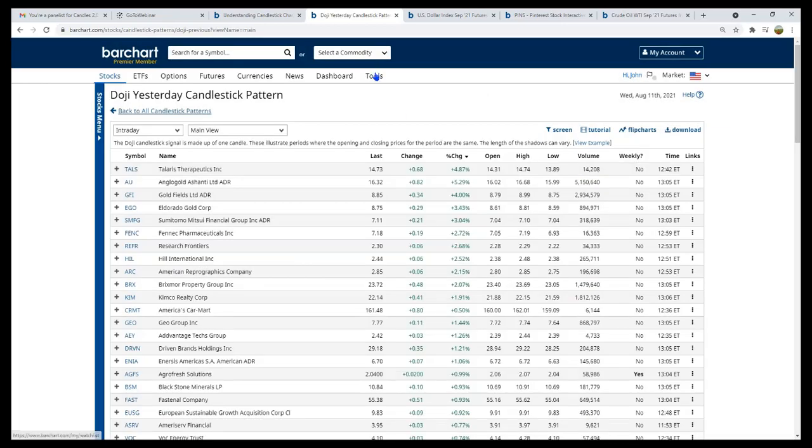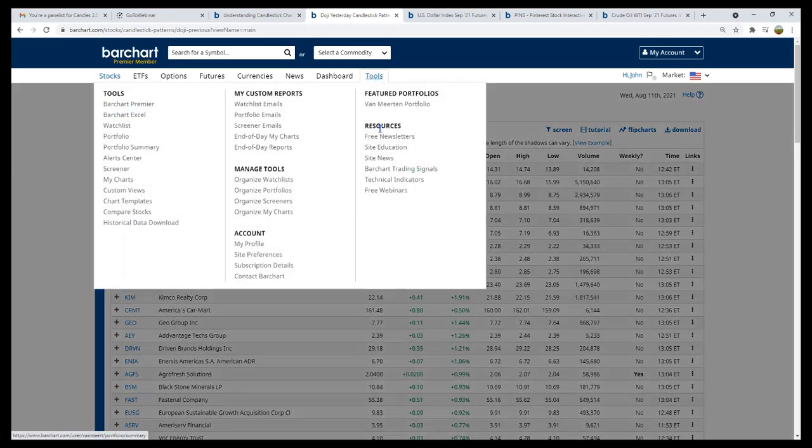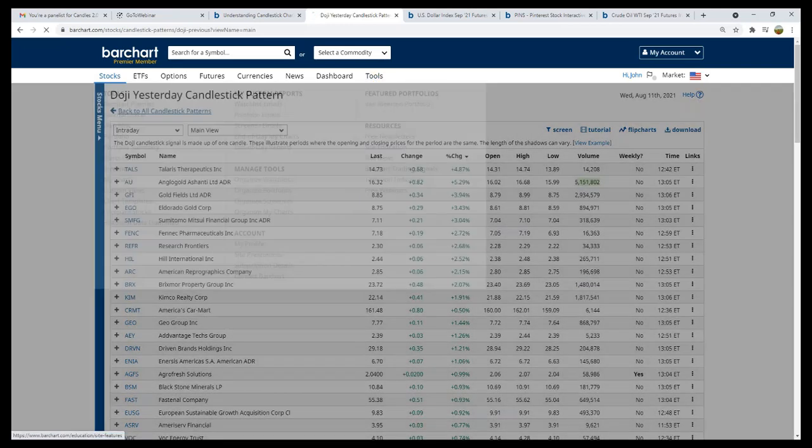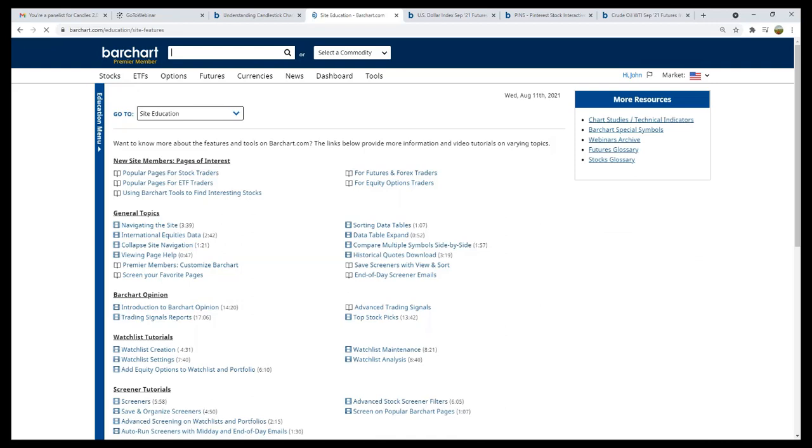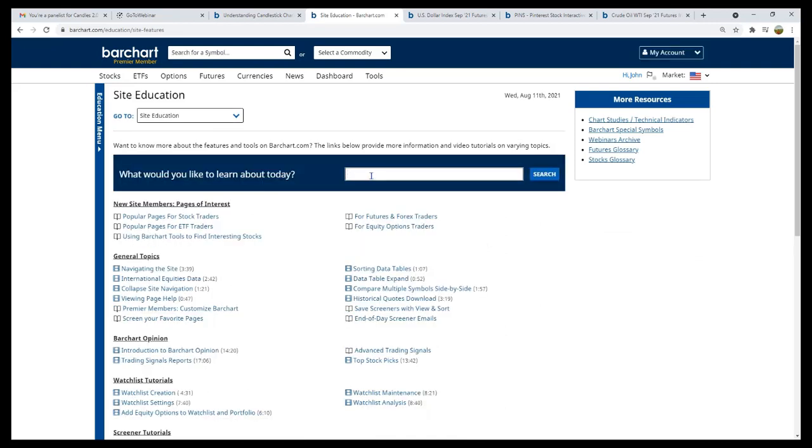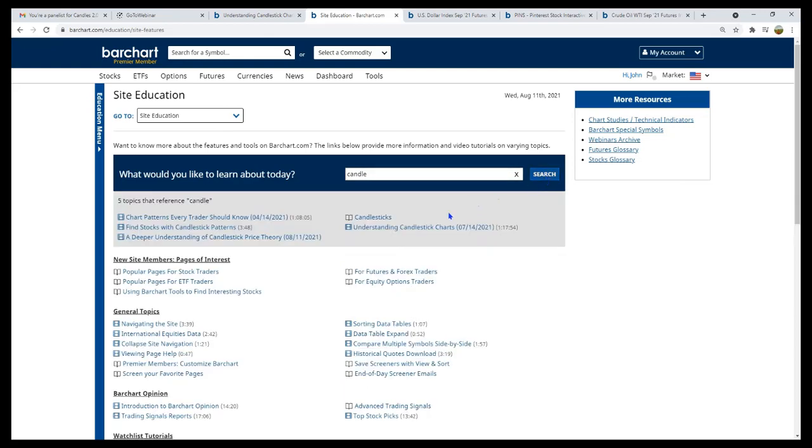The other thing you can do is you can go through tools into the site education and just type in candle and search. And there it is, understanding candlestick charts. Notice though, today we do have our webinar that we're doing today, this deeper understanding.